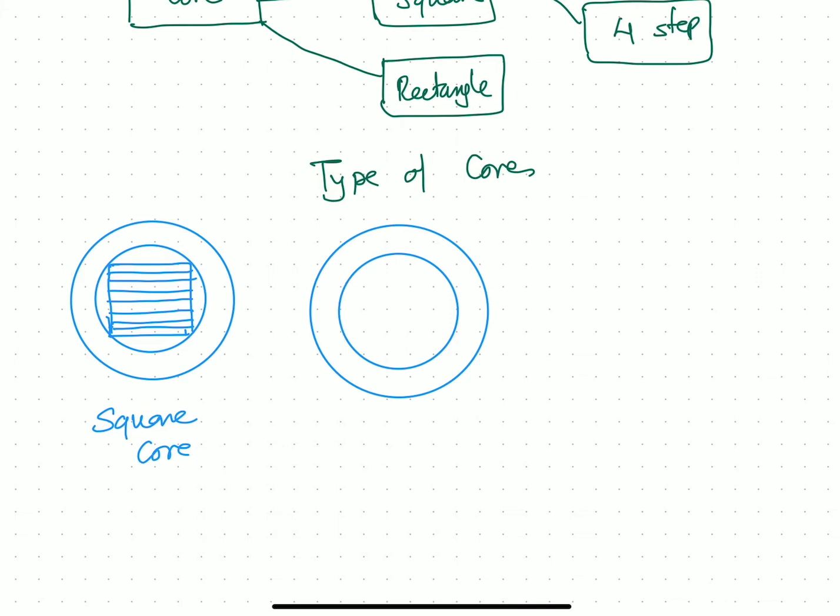Sorry, the next core is like this, and it has the next step like this, the next step like this, and the above step like this. So this is a four-stepped cruciform core.